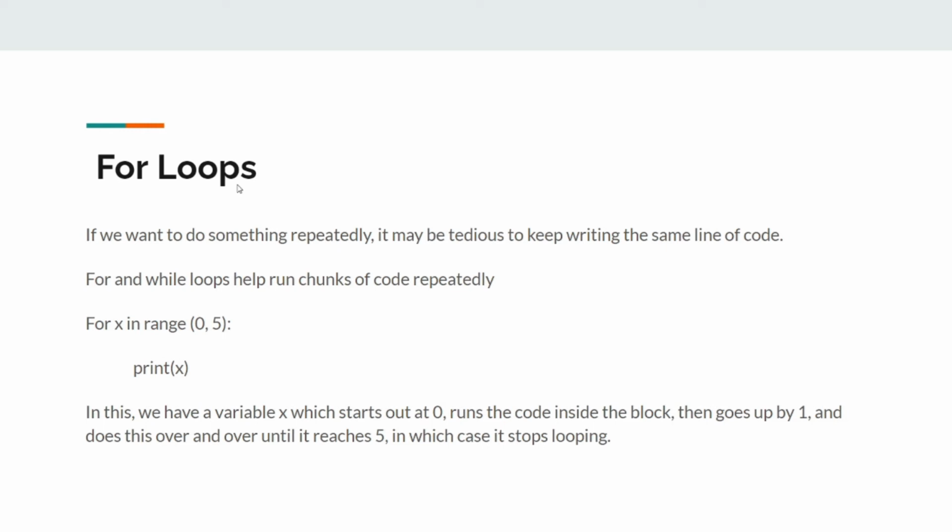Okay, so the next concept we need to know are for loops. For loops are very important because they allow us to better organize our code. If, for example, we wanted to do something repeatedly, it is very tedious to keep writing the same line of code over and over again, or even copy and pasting it. This is where for loops can be very useful. They help run chunks of code repeatedly.